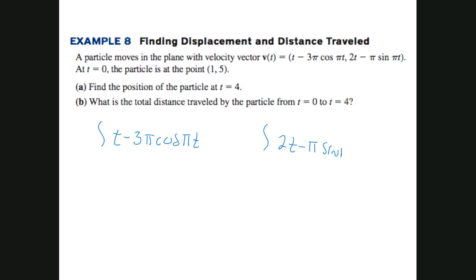Okay, so let's work on this one first. I might rewrite this as the integral of t minus the integral of 3 pi cosine pi t. If we take the derivative, I can pull the 3 pi out, can I? So I've got the integral of t minus 3 pi times the integral of cosine pi t.